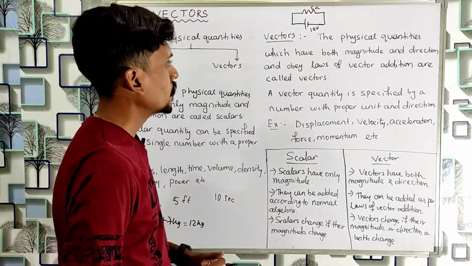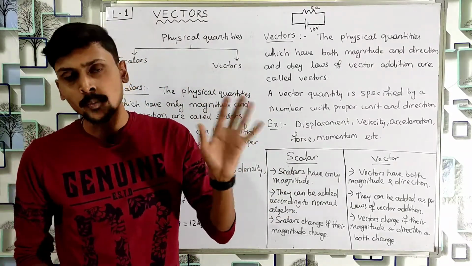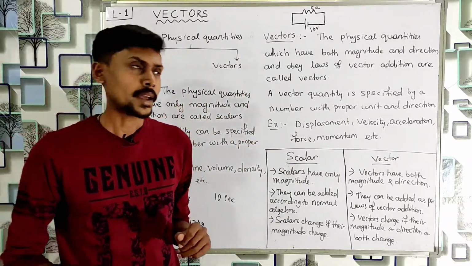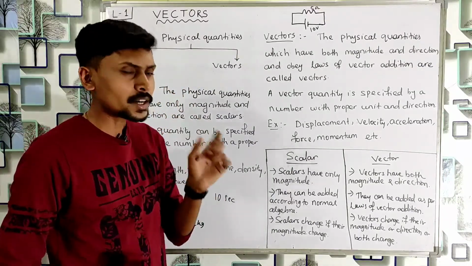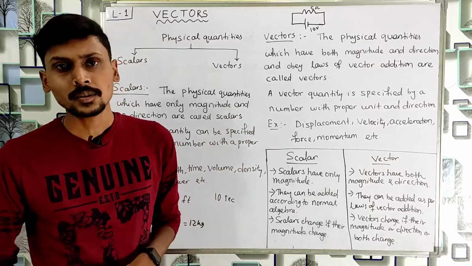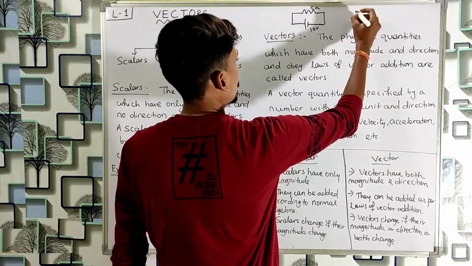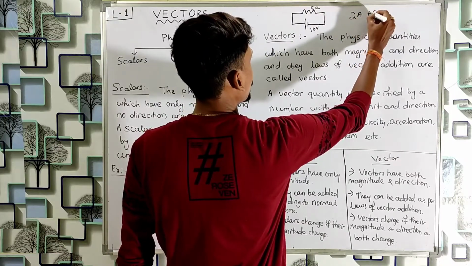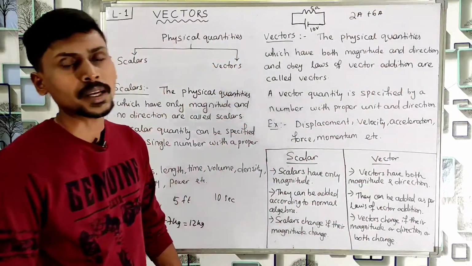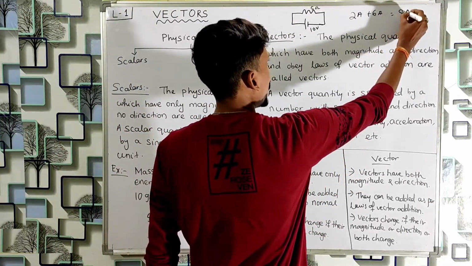आमे जानिचे जे electric current always flows from higher to lower potential in the wire. It means the electric current has magnitude as well as direction from higher to lower potential. Suppose I want to add two currents, 2 ampere plus 6 ampere. The answer will be 8 ampere.